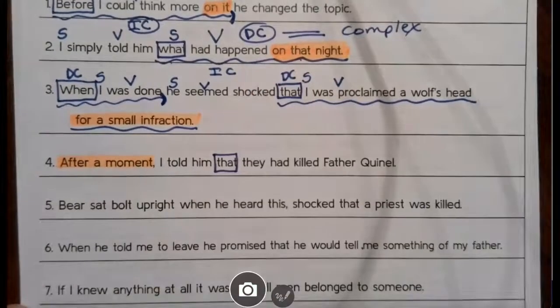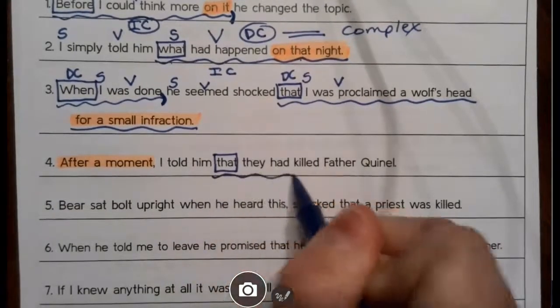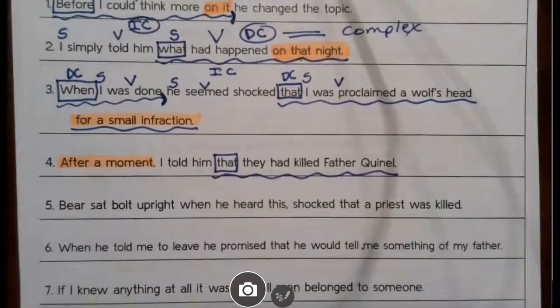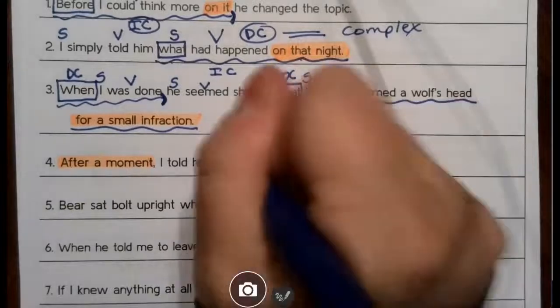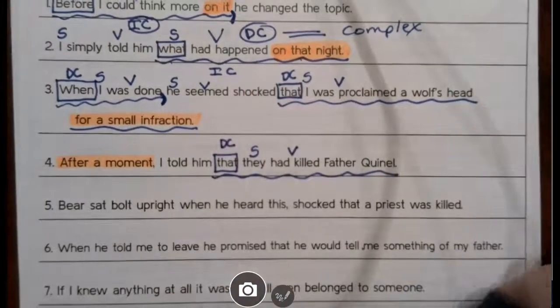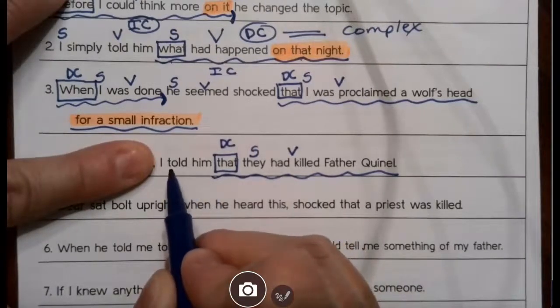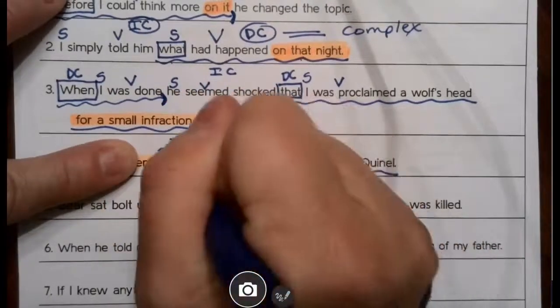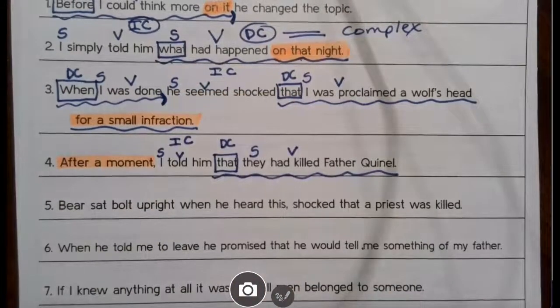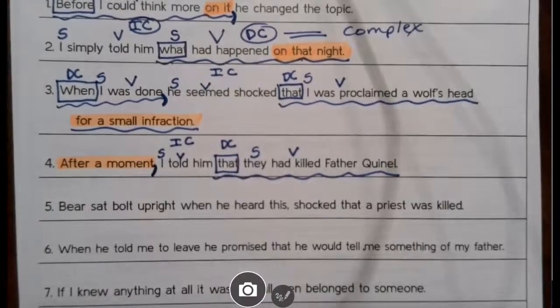That. If "that" is the subordinating conjunction, then the clause is "that they had killed Father Quinnell." And within that clause, "they" is the subject, and "had killed" is my verb. So there's my dependent clause. And then "I told him," because remember, we get rid of phrases, they don't exist anymore. "I told him" would be my independent clause. I am the subject, and told is the verb. Notice that my prepositional phrase was used as a transition, and it had a comma there, because it was at the beginning of the sentence.